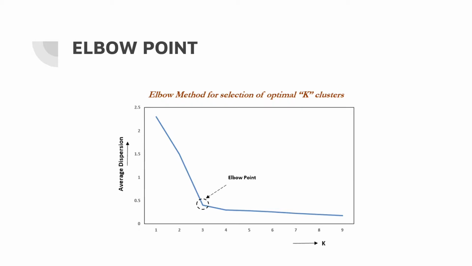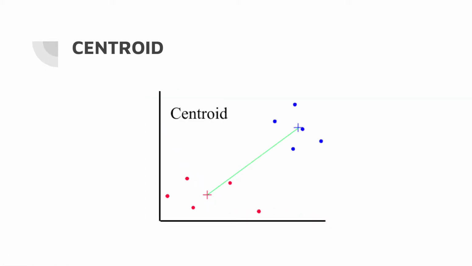While looking at the graph, it suddenly changes from dropping downwards to moving horizontally forward. This is the point where it makes an arm, and the point where this sudden change occurs is point 3. This point 3 gives us the appropriate number of clusters for this particular dataset, and this particular point is called the elbow point.